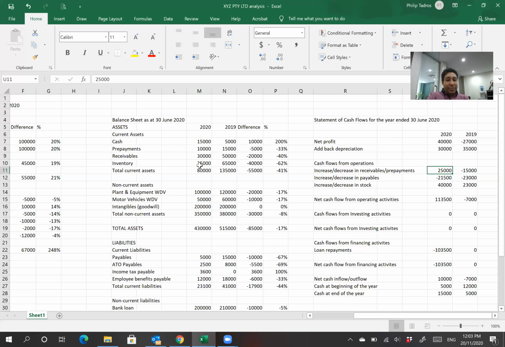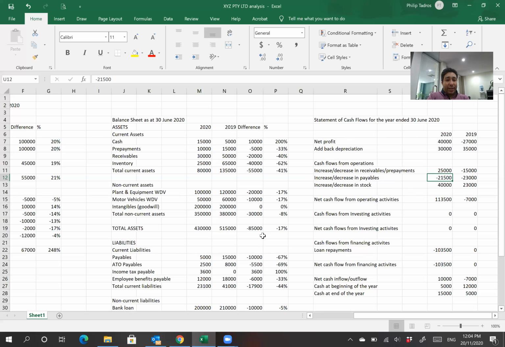And then the other current asset is inventory or stock. So in 2019, it was $65,000. And now in 2020, it's $25,000. So there's a decrease of $40,000, which means you may have sold stock or some stock may have been written off. But in this case, let's assume we sold stock and therefore it reduced by $40,000. So that means a decrease in stock is a good thing from a cash flow perspective because you've gotten cash from selling stock.